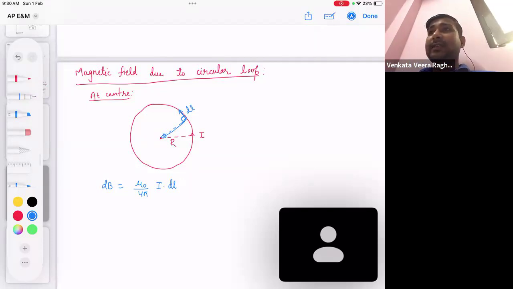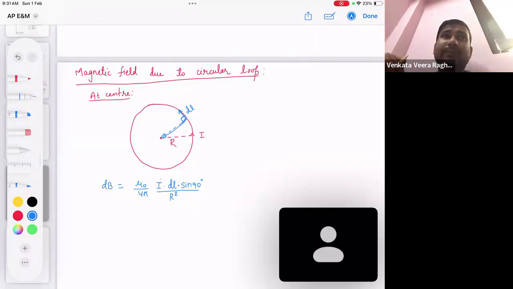So actually that angle is how much? That angle is 90 degrees. So for I dl, how much is this angle? This angle is sine 90, divided by, I dl sine theta by r square. So that vector distance is how much? r square. And you see that here I is a constant.